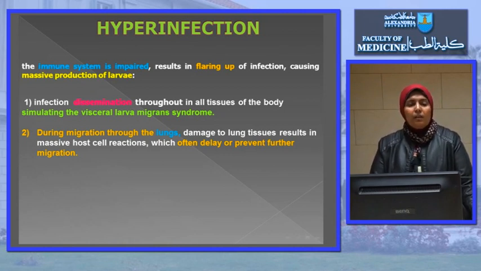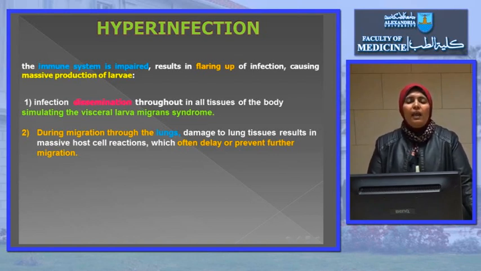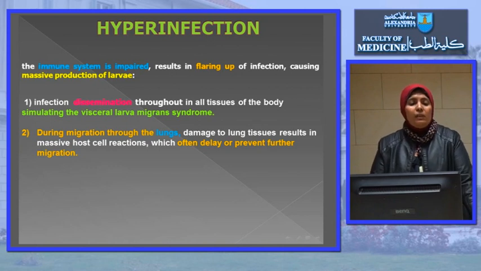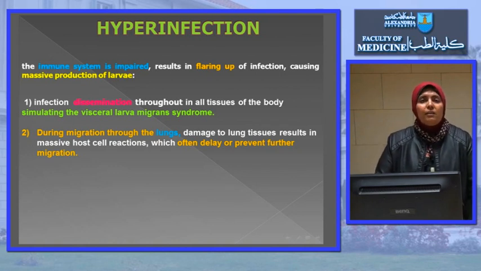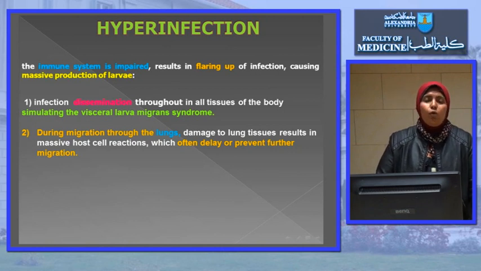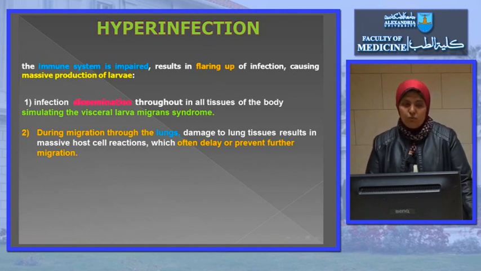That's why these massive numbers of larvae will start disseminating in different visceral organs, and that's why we call it simulates visceral larva migrans syndrome, in which the larvae keep on migrating into the viscera or the different organs, affecting the organ that it will pass through. It depends which organ is affected. It can go to the liver, it can go to whatever organ it goes to.